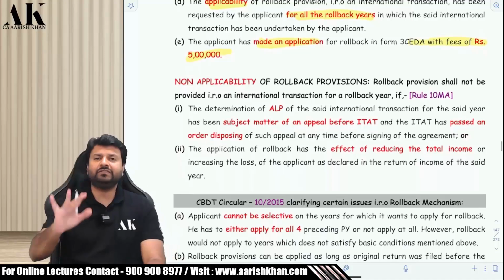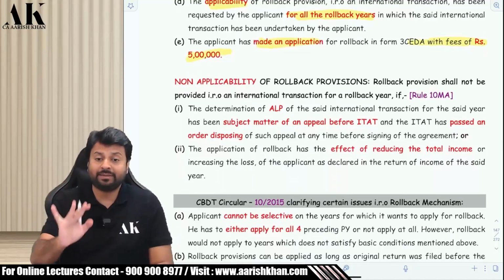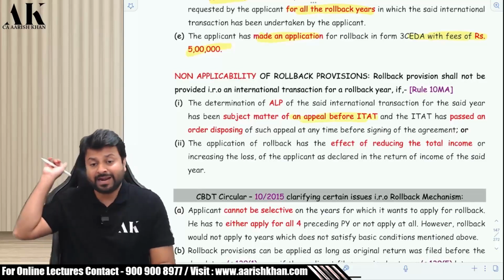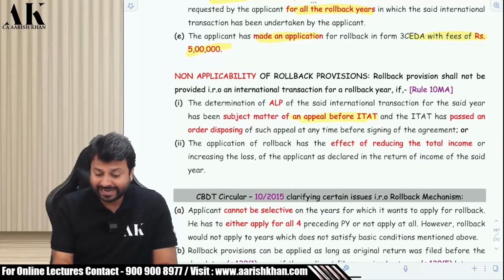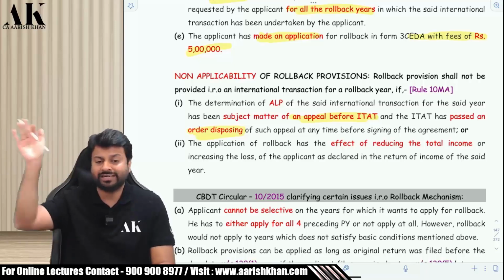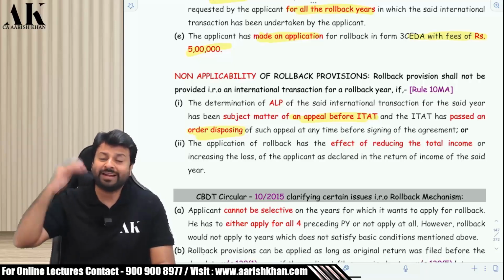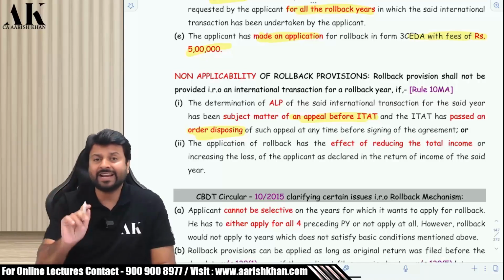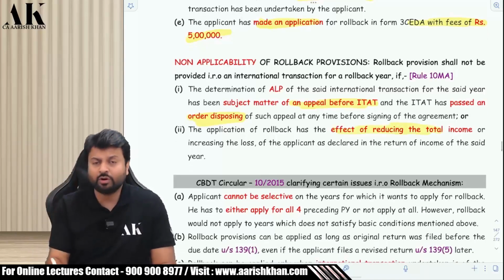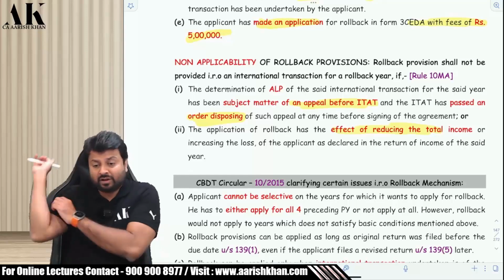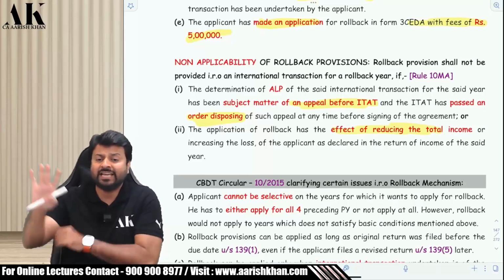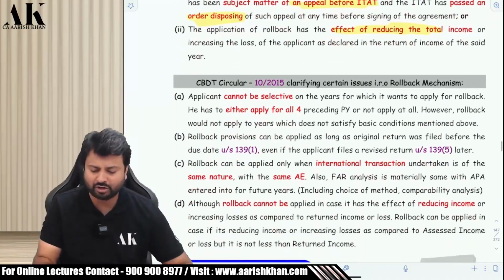Now, this provision will not be applicable. Rollback will not be applicable in certain cases. The first case is if your matter has gone to the ITAT. If your matter of an earlier year has gone to the ITAT and the ITAT has passed an order disposing of it, the ITAT has already closed your matter, then in that case rollback is not possible. Second, rollback is not possible if because of rollback the income is reducing. If because of rollback the income of the past year is reducing, or if the losses of the past year are increasing, then rollback is not possible.